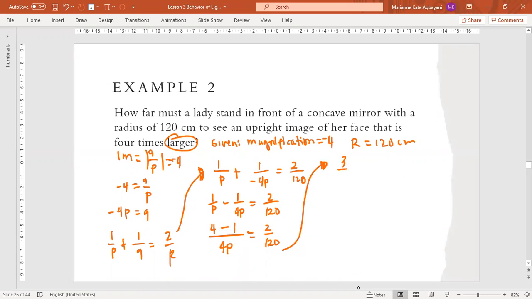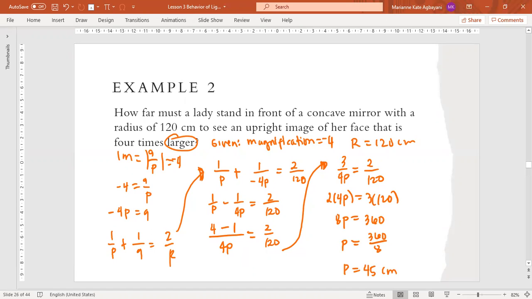So we have 3 over 4P equal to 2 over 120. Now cross multiply: 2 times 4P is equal to 3 times 120. So 2 times 4 is 8P, equal to 3 times 120, which is 360. Thus, P is equal to 360 divided by 8. P is equal to 45 centimeters. So the lady must stand 45 centimeters in front of the concave mirror.